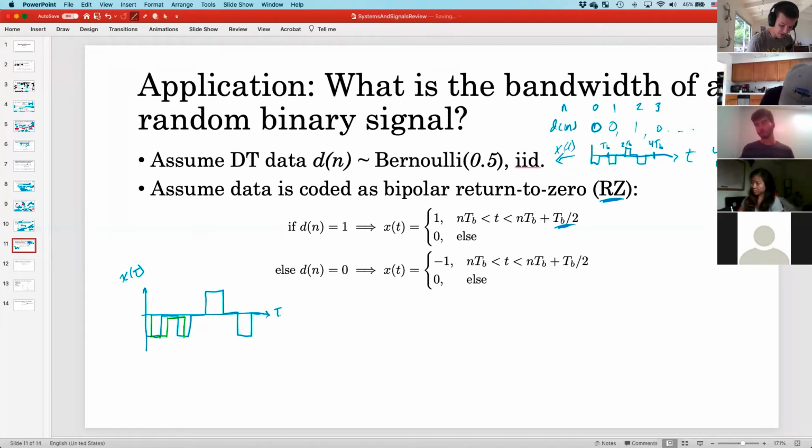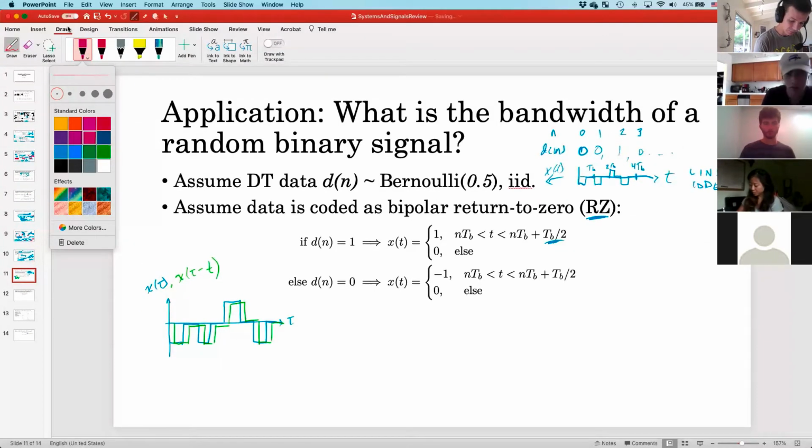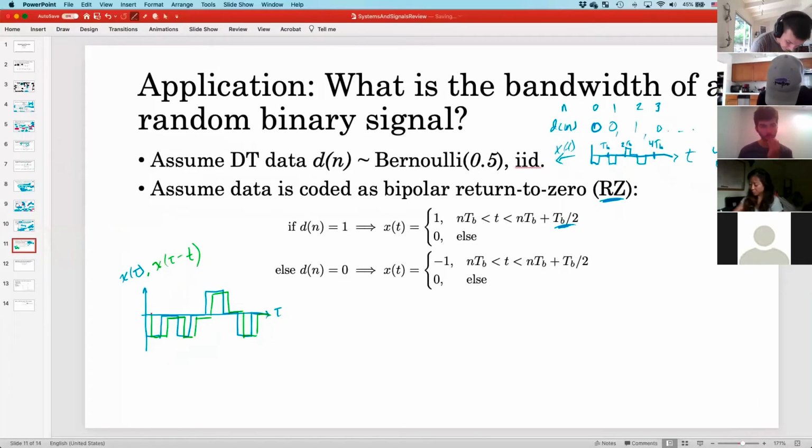Oh, you know what would be cool is if I could copy paste this, and then that would be way faster. I don't know if I could change the color then. Okay, so in blue we have x of tau, and in green we have x of tau delayed by what I'm going to call t. So that means that this is tau equals t in raspberry there.